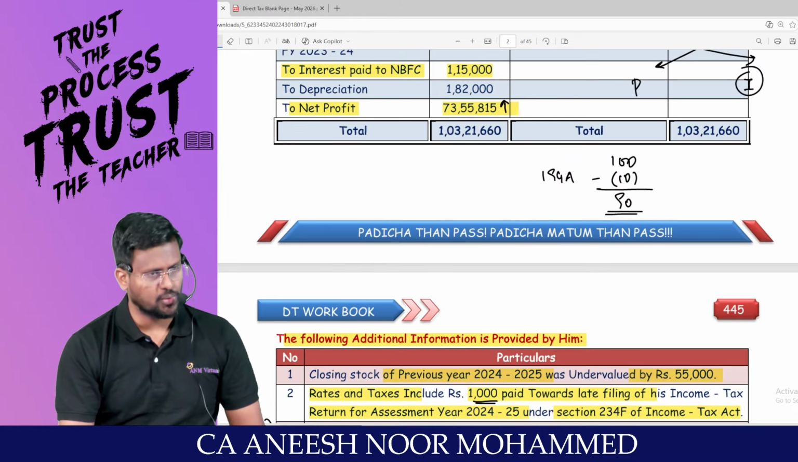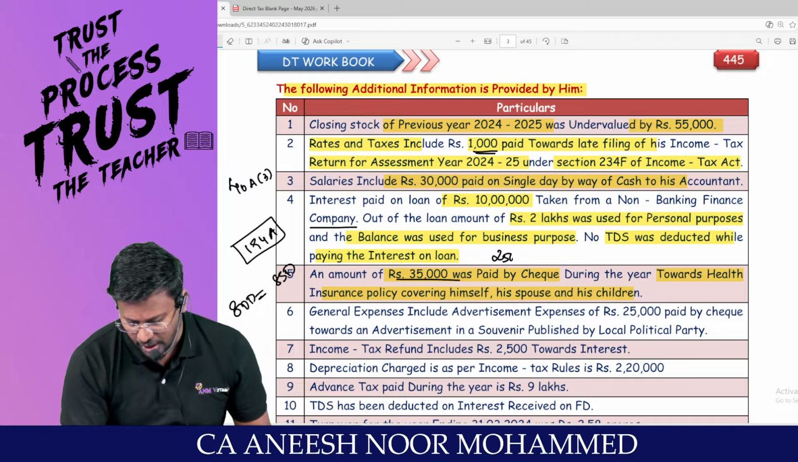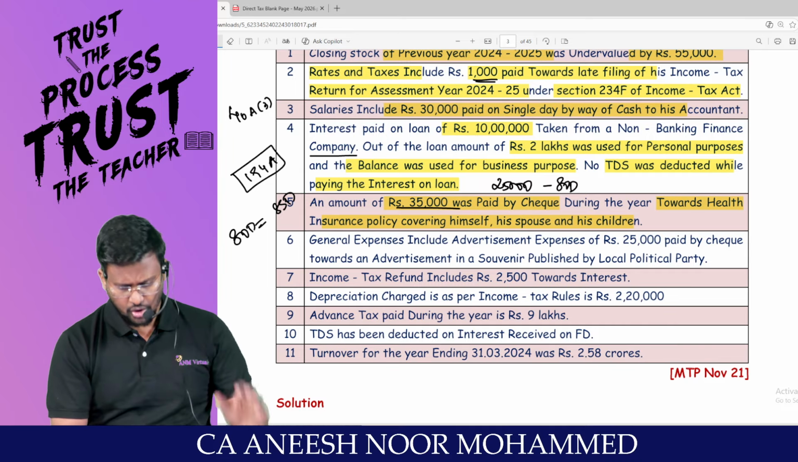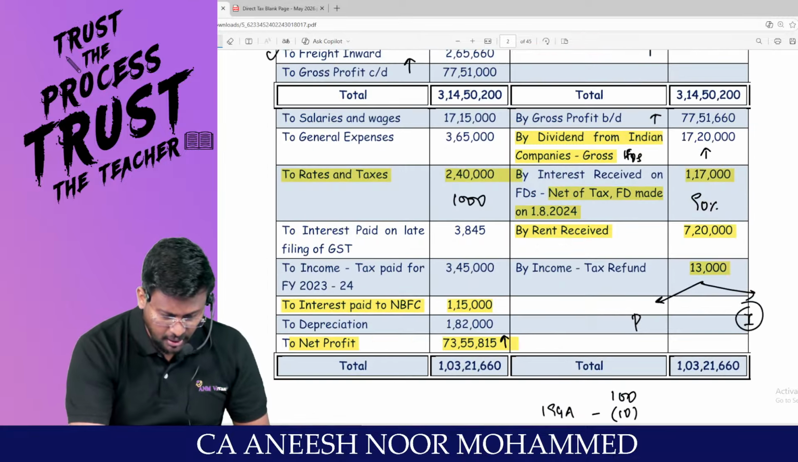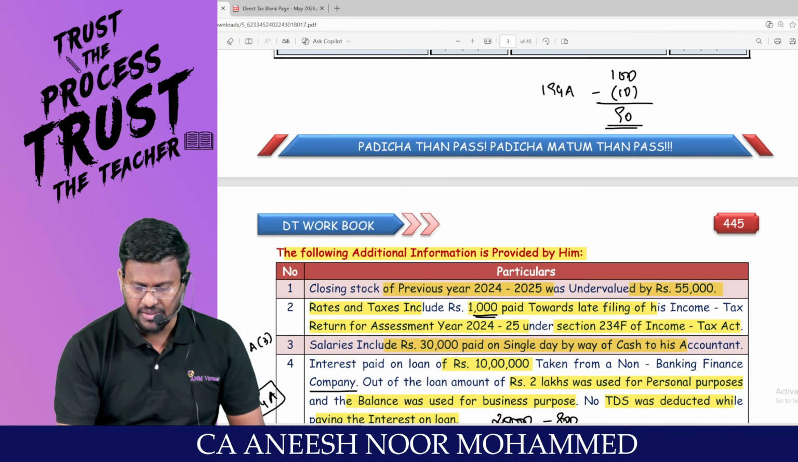That means normal person only. That means in set number 1, he can claim 25,000 rupees as deduction under 80D. General expenses include, that means in the profit and loss account, we are having general expenses. Look at here, 3,65,000 rupees is the general expense.